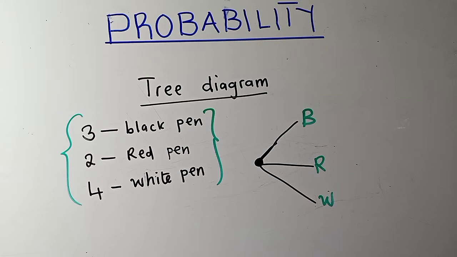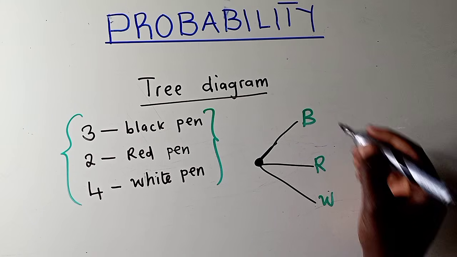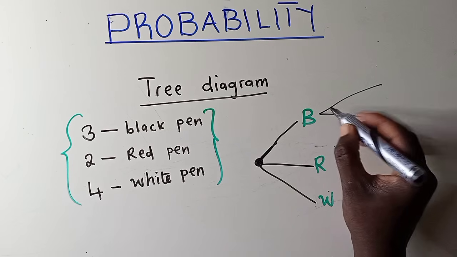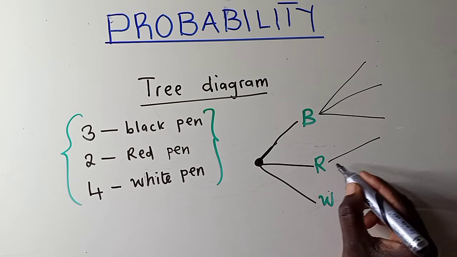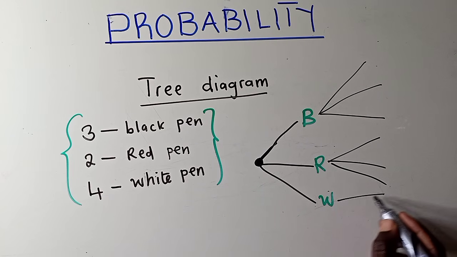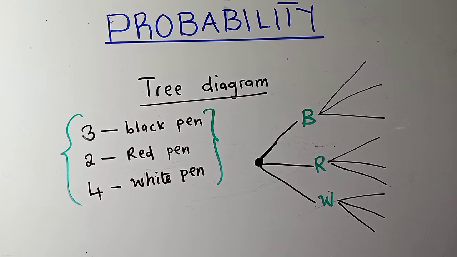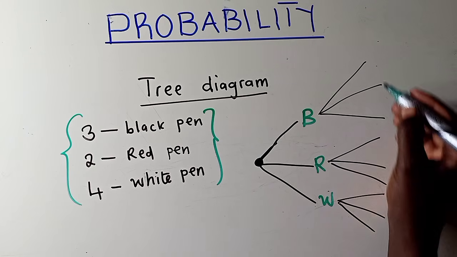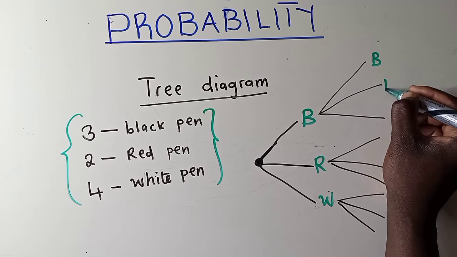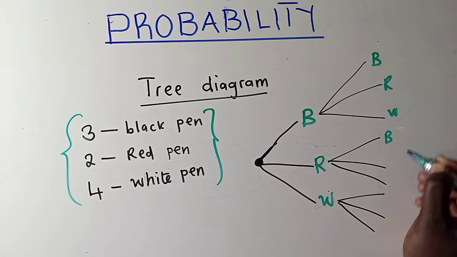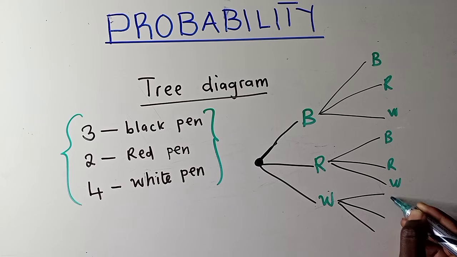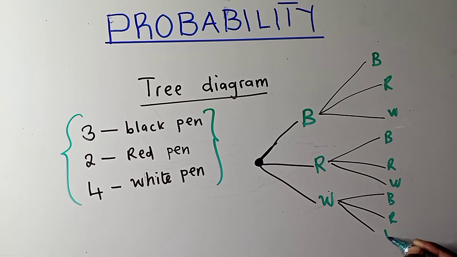Okay. So now it depends if there are two rounds. So this is the first round. So the next round will look like this. You see the way it looks? Just like that. Okay. So this is the next round. So this will be black, red, white, black, red, and white, black, red, and white.